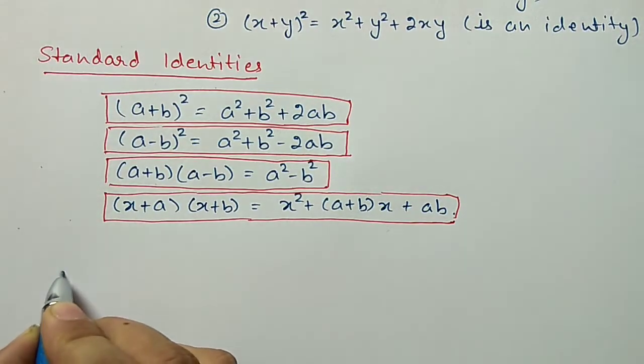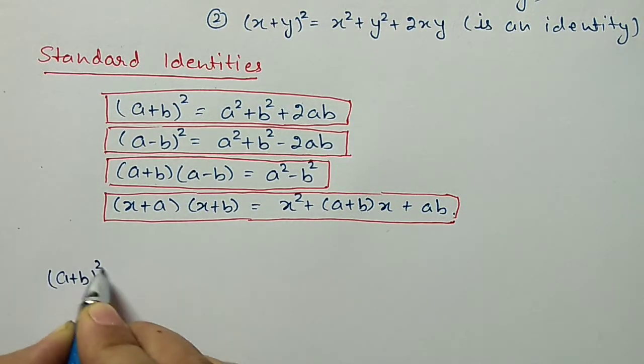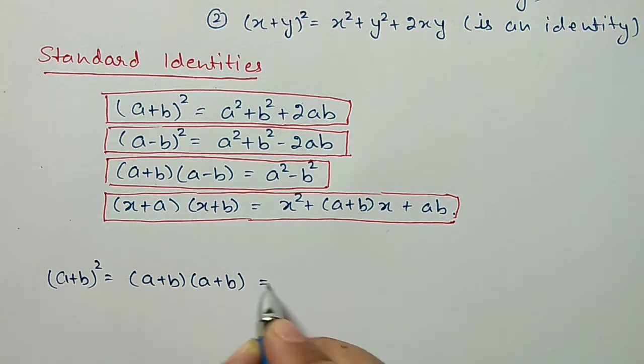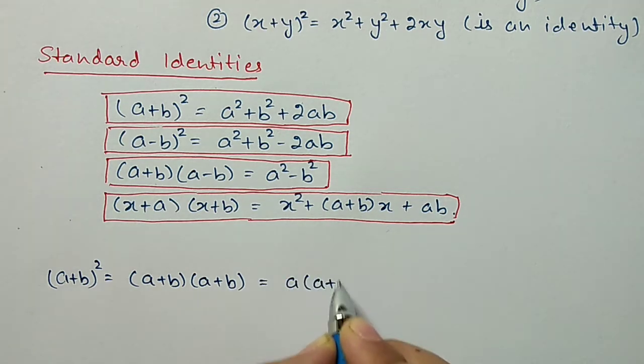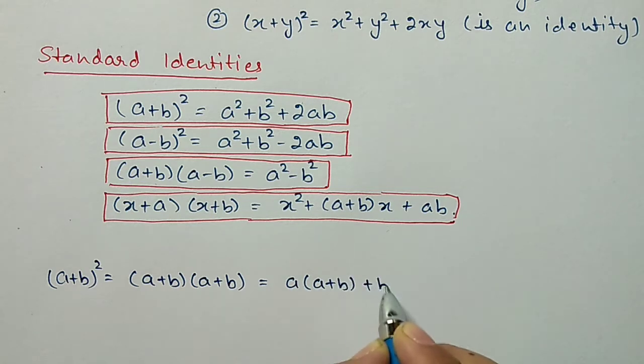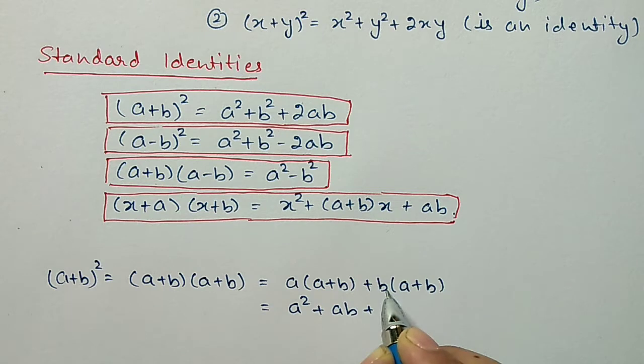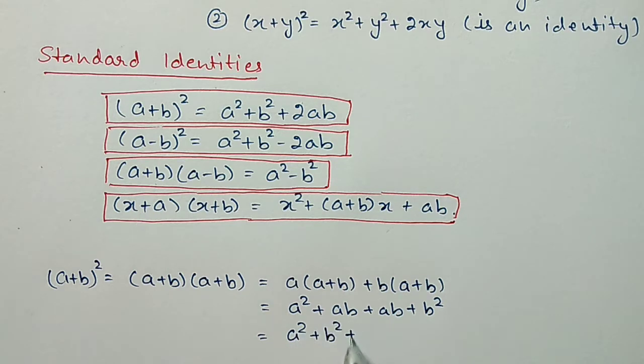If we multiply a plus b whole square, meaning a plus b multiplied by a plus b, here a simple multiplication we have to do. With the first term we will multiply the second bracket, and then with the second term we will multiply the second bracket. A into a will become a square, a into b will become ab, and again b into a will become ab, and b square. So we can write it as a square plus b square, and ab plus ab will become 2ab.